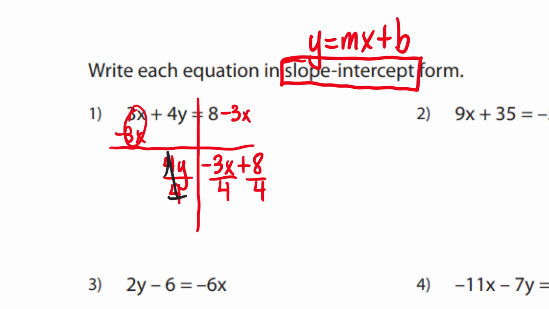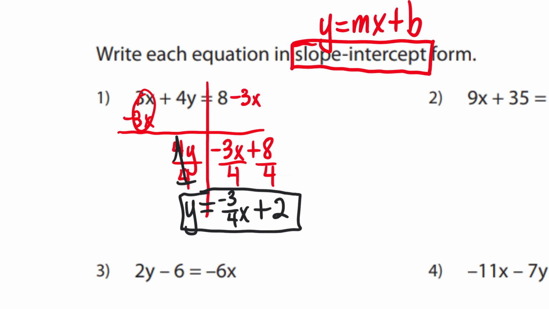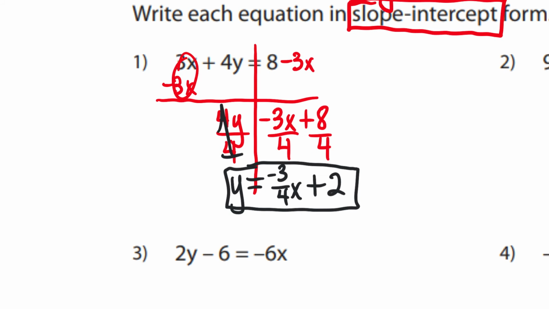Okay, so the 4 divided by 4 is 1. 1y is equal to just y. Now I'm going to have negative 3/4 x. And then what's 8 divided by 4? 2. Yes. So that's what I want. Now we've got it into y equals mx plus b. The slope of this line would be negative 3/4, and then the b, the y-intercept, would be at 2.